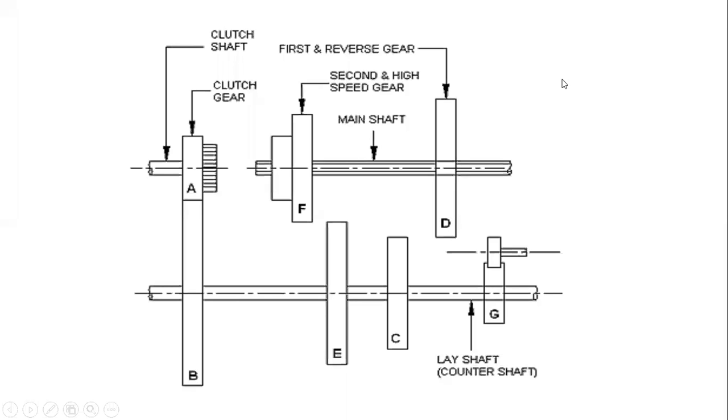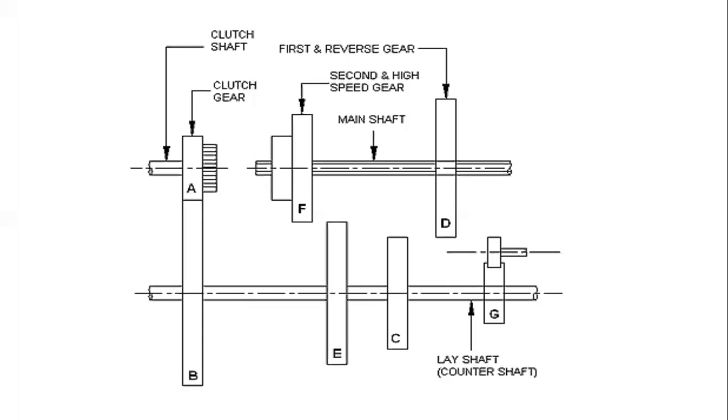So this is called our sliding mesh gearbox. In this one there are basically two shafts. This is called the main shaft and this is called the lay shaft. So here we will be having some clutch arrangement. What is the function of the clutch? The function of the clutch is to engage and disengage the two shafts.